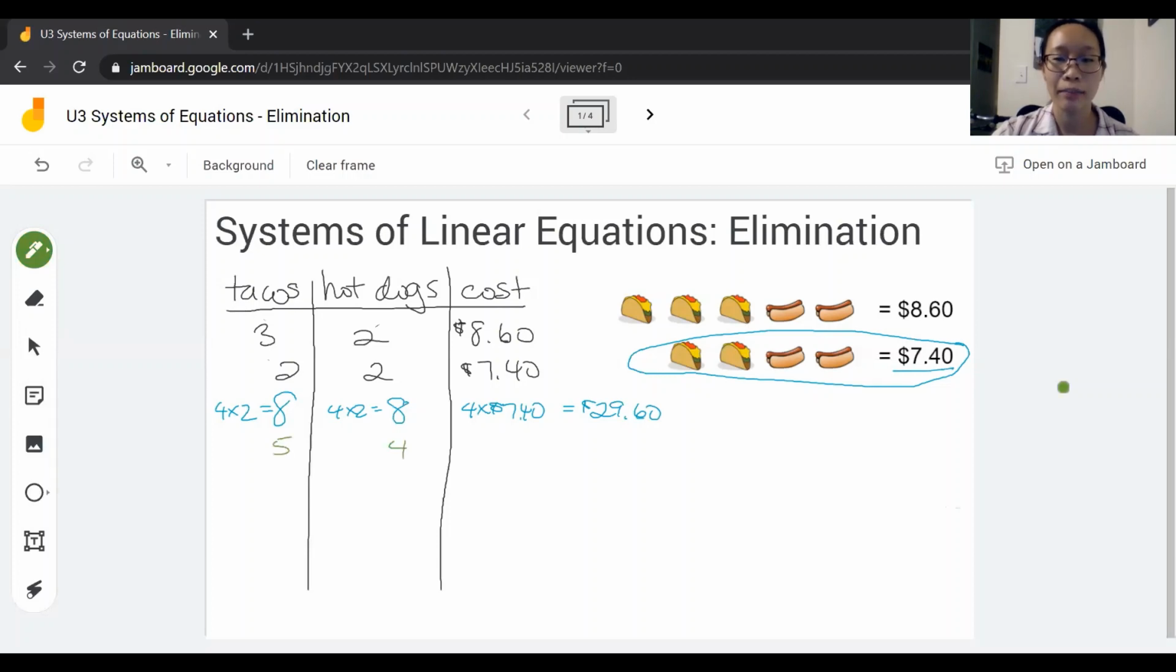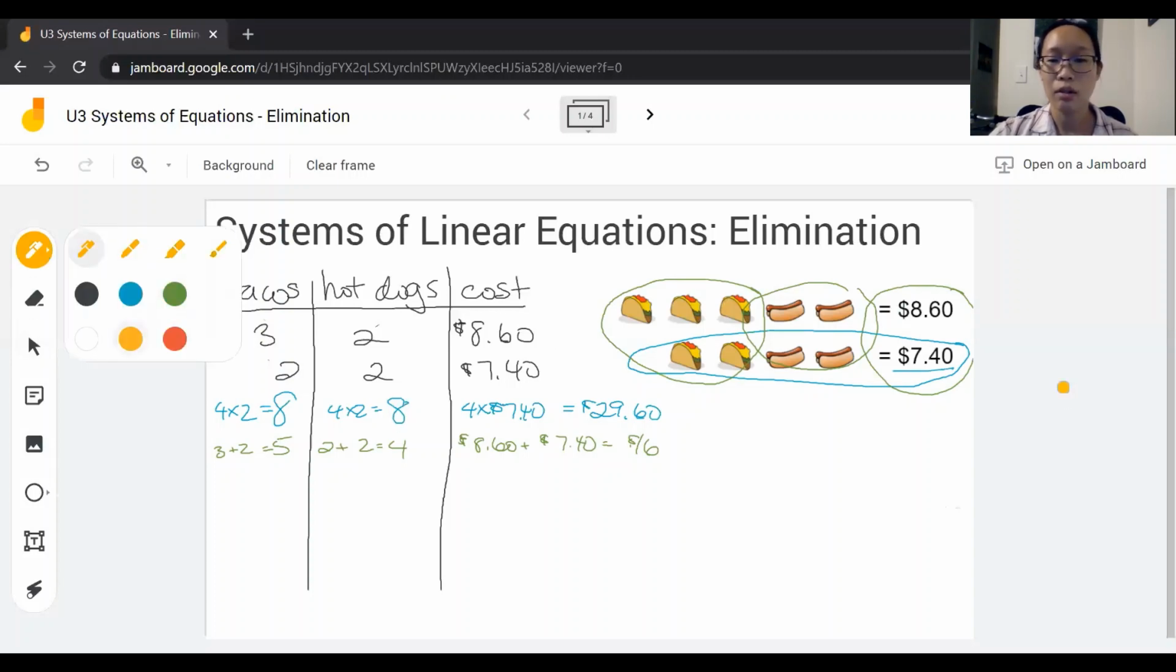The second thing I notice is that I know how much 5 tacos and 4 hot dogs cost. How do I know that? Because I see 5 tacos here and 4 hot dogs here, and so together, this is their combined price. So this is 3 plus 2, and this is 2 plus 2, which means their price is $8.60 plus $7.40, which is $16.